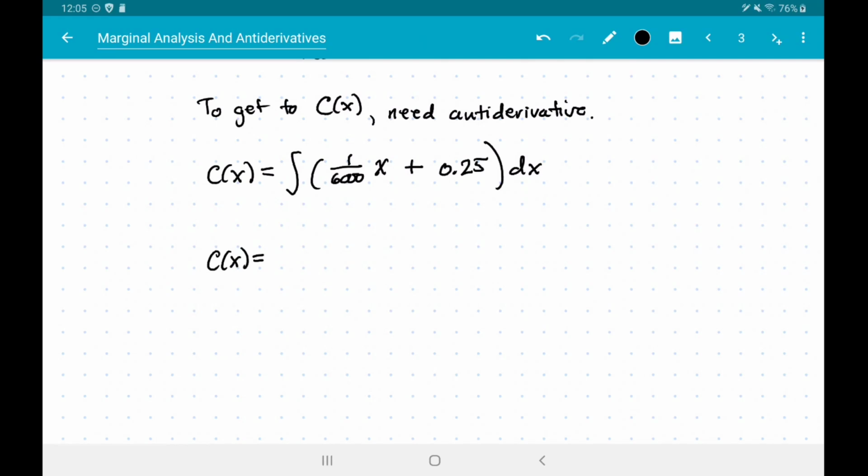Since this is an antiderivative of a polynomial in expanded form, we can handle one term at a time. Handling this term, we keep the 1 over 6,000 times, and then the antiderivative of x is 1/2 times x squared. So remember, we need the antiderivative power rule here. That handles this first term. Now we can handle the second term. What is the antiderivative of just 0.25? It's 0.25 times x. Finally, now that we're finished with the antiderivatives of all of these pieces, I'll add in a constant of integration. And since this is a business problem and we've used big C for cost, I'll use K for the constant of integration.